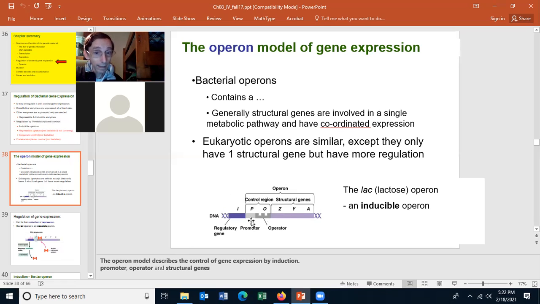All right, the P we've already talked about. That's the promoter site. That is a regulatory region on the DNA, and the promoter codes for the RNA polymerase to bind to the DNA. And then the RNA polymerase transcribes the DNA to make the RNA.